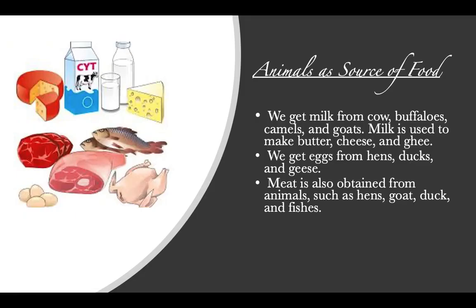Animals as a source of food. We get milk from cows, buffaloes, camels, and goats. Milk is used to make butter, cheese, and ghee. We get eggs from hens, ducks, and geese. Meat is also obtained from animals such as hen, goat, duck, and fishes.